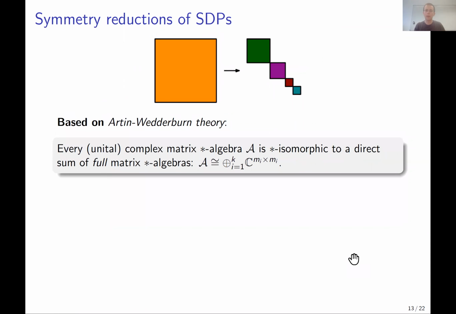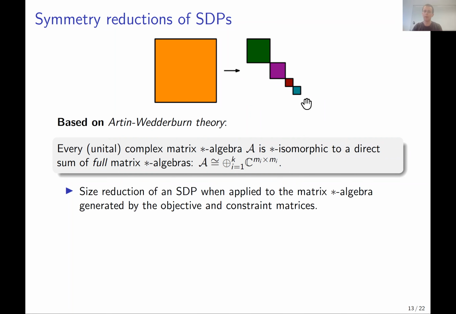So let me now first talk about a bit of general theory about symmetry reductions, and then I'll go into the map SDPs, let's say, and then we'll show how to decompose them. As I showed on slide 1, the picture you want to have in mind is that you start with a big matrix algebra and you want to transform it into a direct sum of smaller matrix algebras. Fortunately, Artin and Wedderburn showed that this is possible in general. So you can always block diagonalize the matrix algebra into a direct sum of full matrix algebras, and this will typically result in a smaller representation.